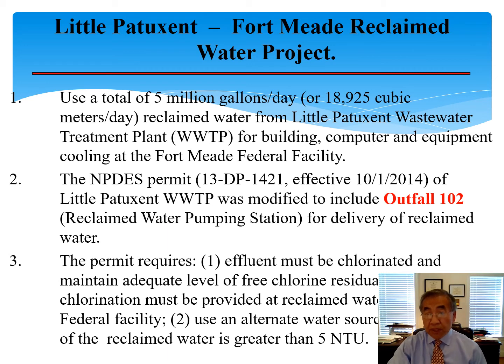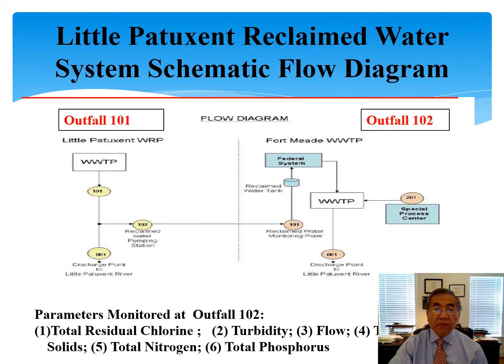In 2014 we approved this for water reuse, and the permit requires that the reclaimed water meet the free chlorine residual requirement, providing an adequate level, and also the turbidity has to be less than 5 NTU. This is a schematic diagram.